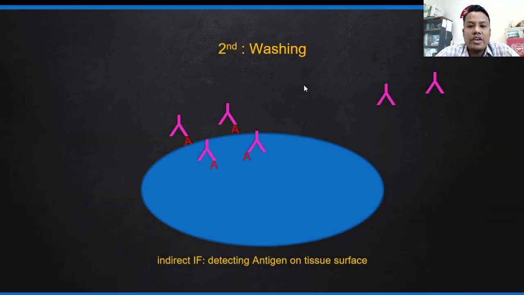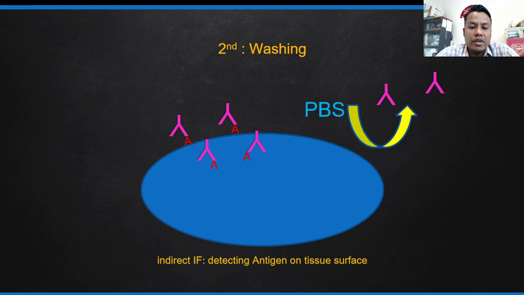Second, we need to wash away the unbound primary antibodies. This is because we don't want false results to occur, because later this unbound primary antibody will bind to the specific secondary antibody that is carrying the fluorophore. So they need to be washed away to prevent false results.